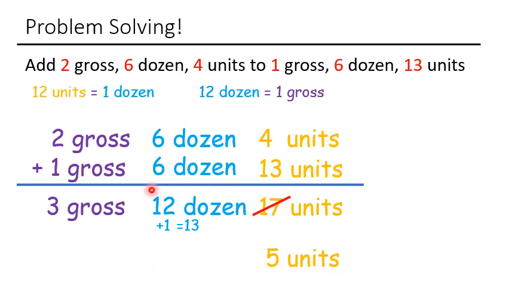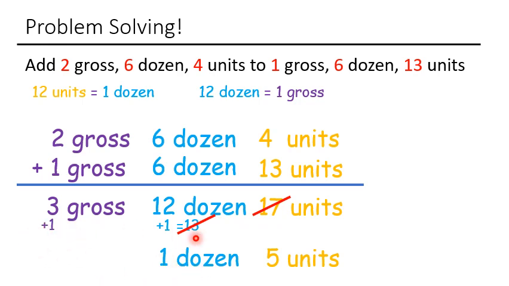All right. Now I'm going to go to my dozens. I now have 13 dozen. So I have more than 12, and 12 dozen make 1 gross. So I'm going to take 12 of those dozen out, and I'm going to add 1 gross over here because 12 of them make a gross. When I do that, 13 minus 12 leaves me with only 1 dozen left. Okay.